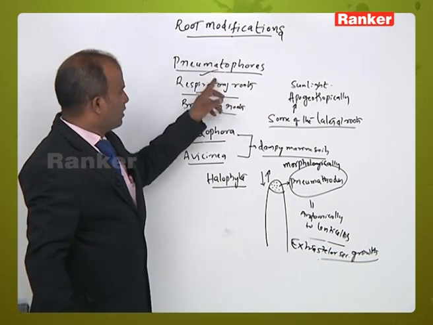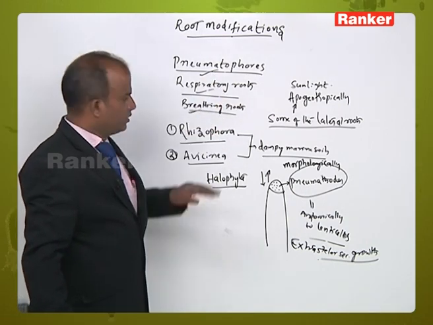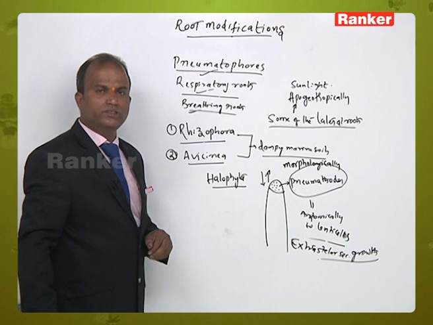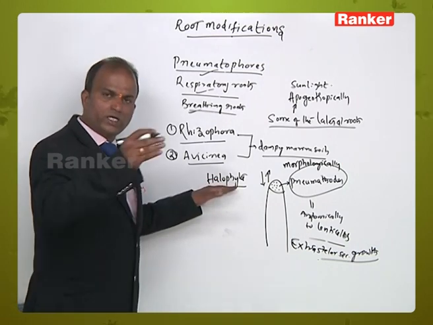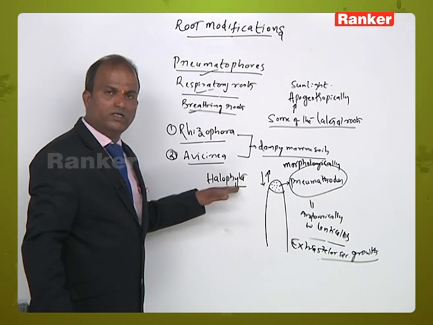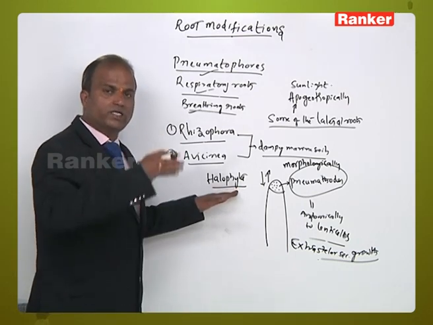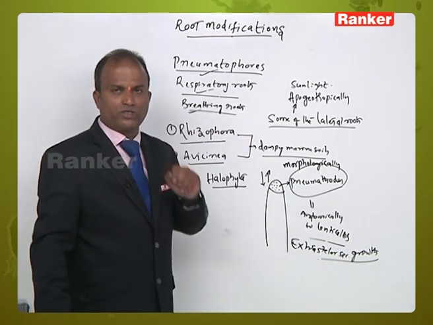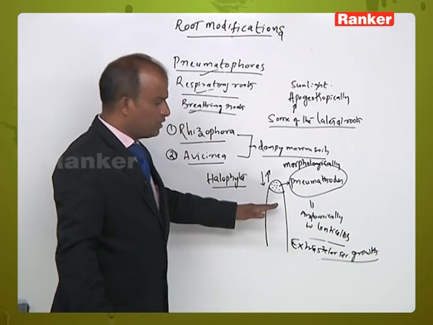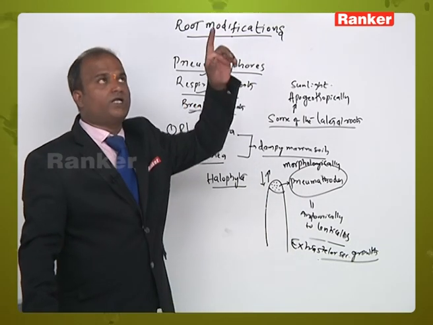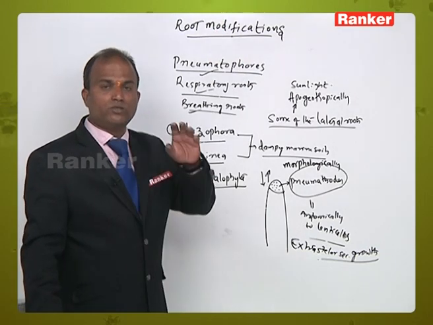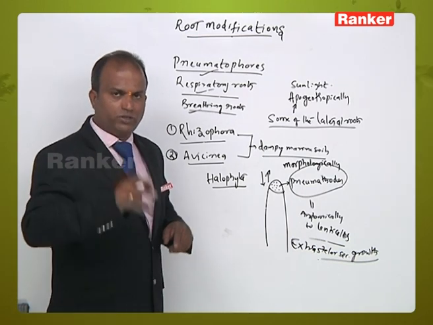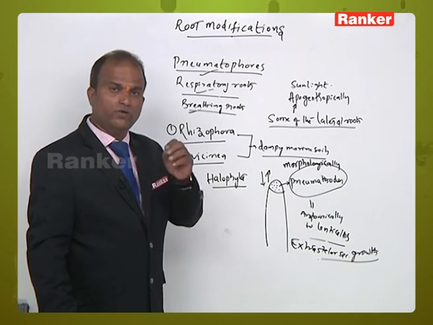Once again, nematophores, respiratory roots, or breathing roots. What are the examples? Rhizophora and Avicennia. They grow in damp, marshy, saline soils, so they are called halophytes. The plants which grow in salty areas are called halophytes. And it shows dimorphic roots. What are the dimorphic roots? One is nematophores, which grow apogeotropically, towards sunlight, and the other is the taproot and some lateral roots, which grow towards the soil, positively geotropic and negatively phototropic.